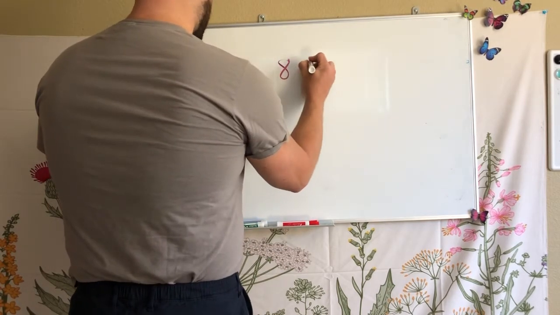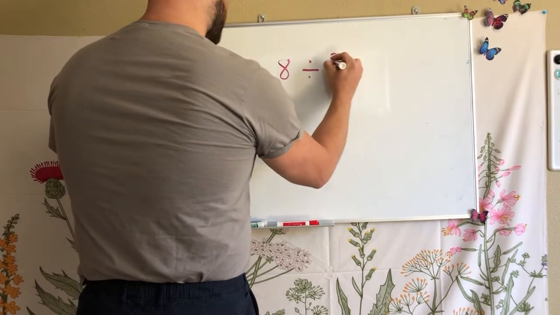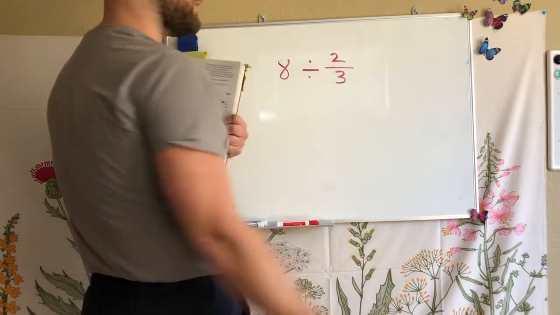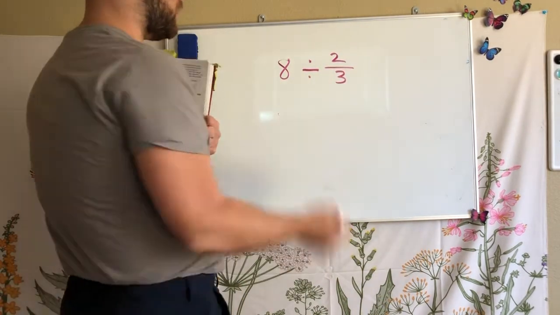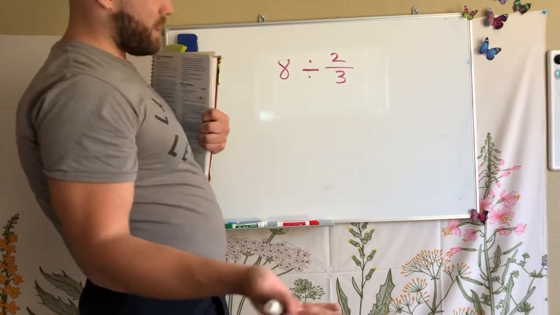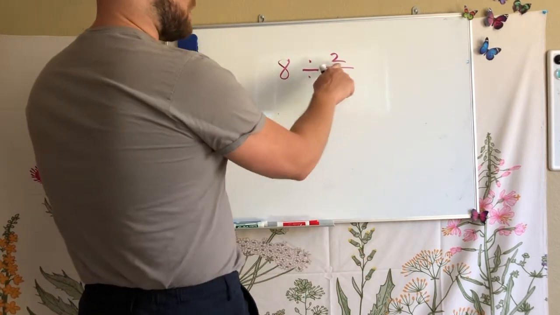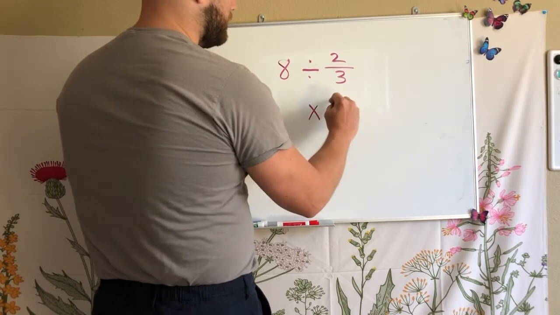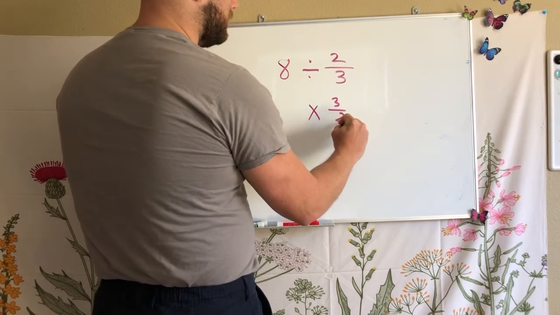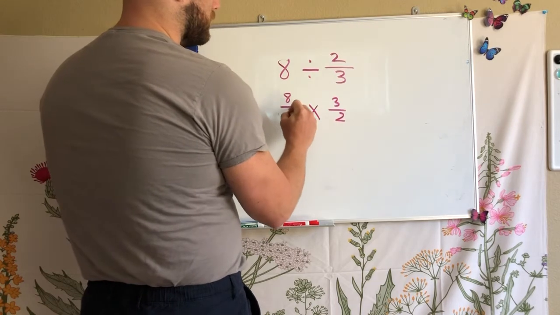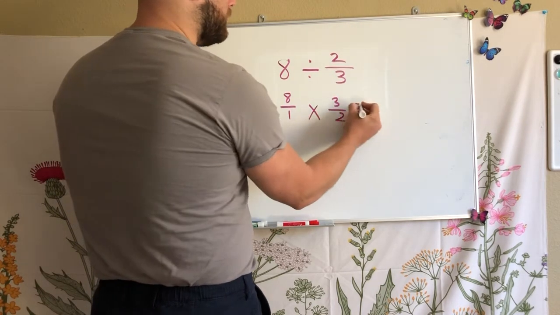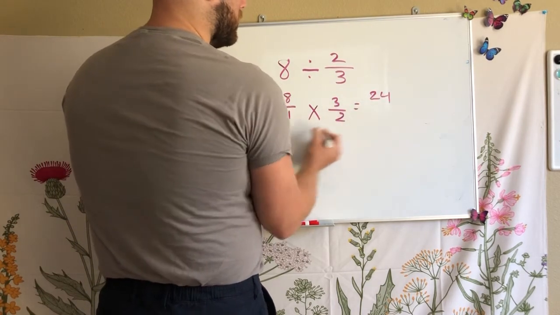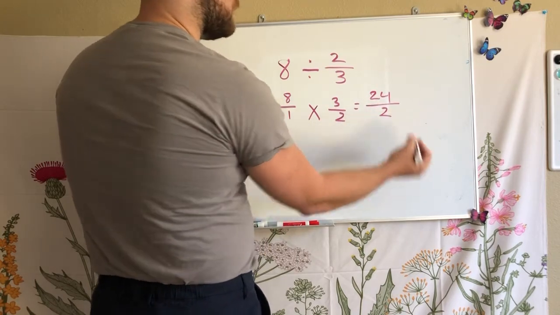All right, here we go. So here's our equation, 8 divided by 2/3. So we know that this is the same as 8 over 1. And we know when we are dividing, we have to multiply by its reciprocal. Eight times 3, 24. 1 times 2, 2.